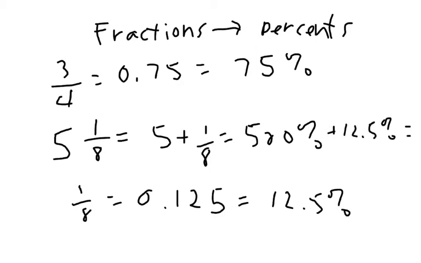So the total would be 512.5%. So you figure out the fraction part, 12.5%, and the whole number part, 500%. Then you add those two values together. 500% plus 12.5% gives you a total of 512.5% for this kind of weird problem here.